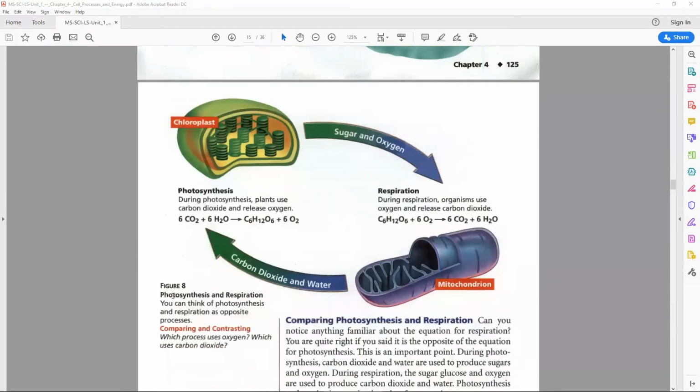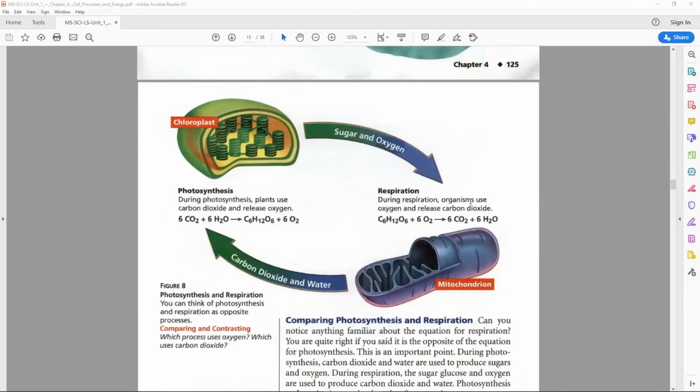Figure 8, photosynthesis and respiration. You can think of photosynthesis and respiration as opposite processes. During photosynthesis, plants use carbon dioxide and release oxygen. So 6 CO2 molecules plus 6 water molecules yield 1 molecule of sugar and 6 free molecules of oxygen. Inside the chloroplast, sugar and oxygen are produced.